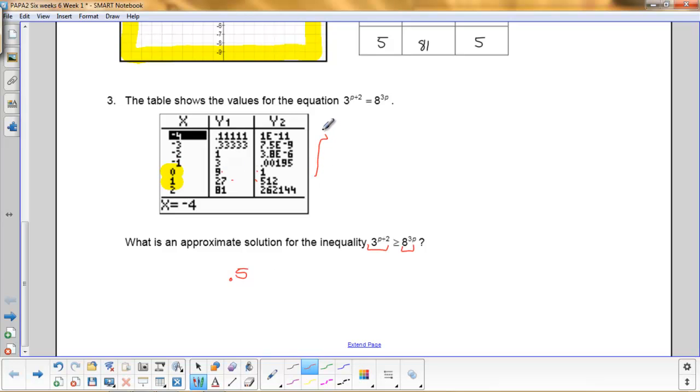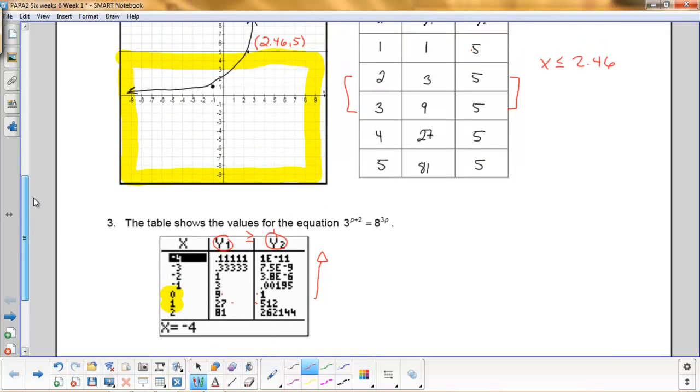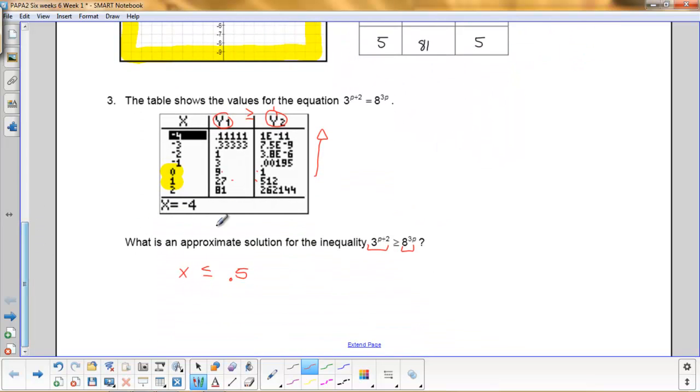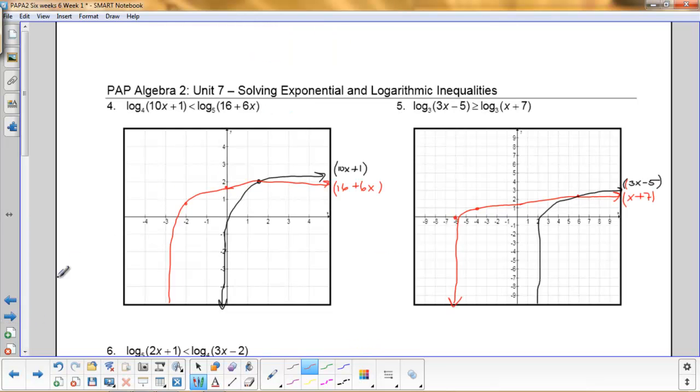Before I get to 1/2, y1 is greater than y2. So that means that my solution is going to occur for all values of x that are less than or equal to 1/2. So be very careful about this so you can see it. If you need confirmation that this is occurring, just go back in and graph these two functions and take a look at what's actually going on there. Okay? All right, moving on.